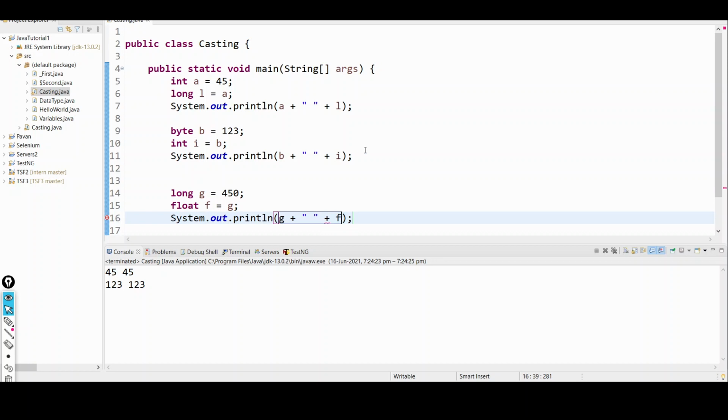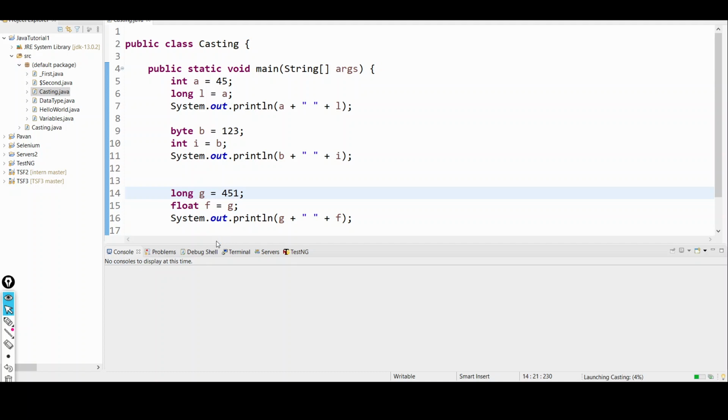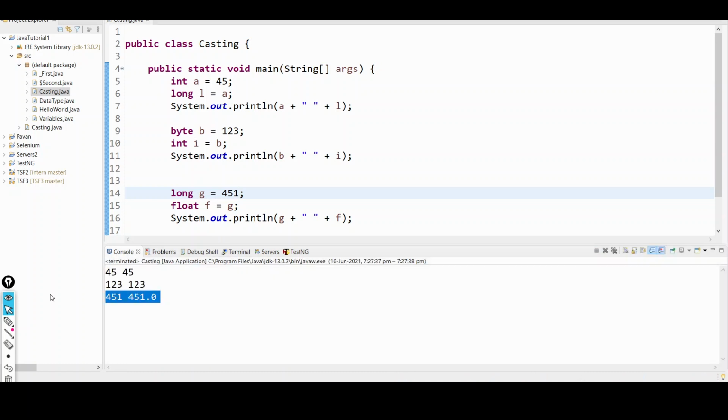Now if I just run this, what will be the output? 450 space 450, right? But since float means a floating point number, it will always convert this value to floating point, that is 450.0. So if I just again give over here 451, then what will be the output? 451 space 451.0, right? Clear?